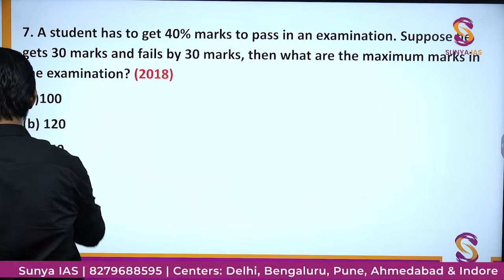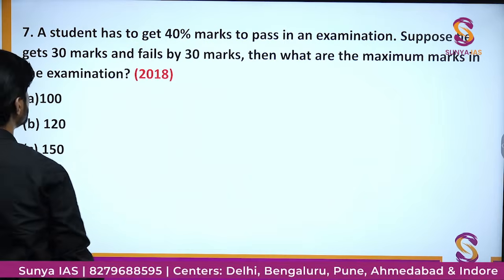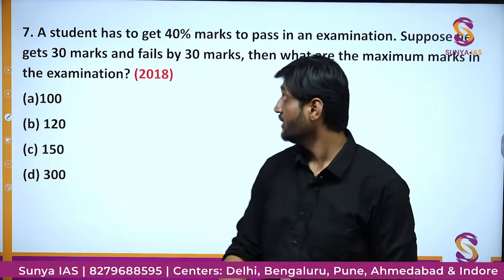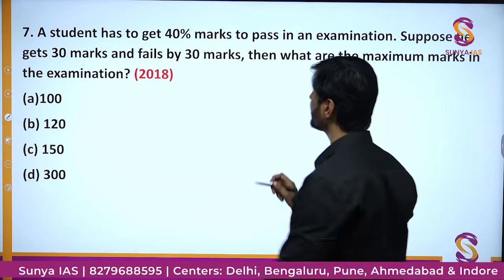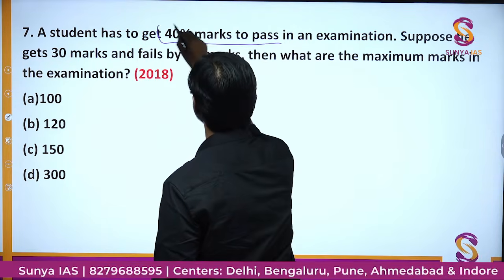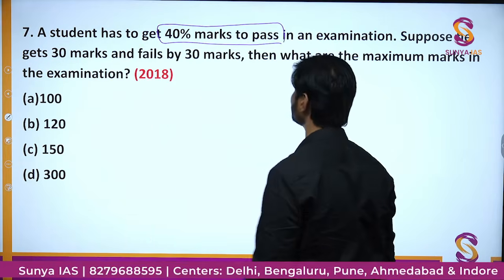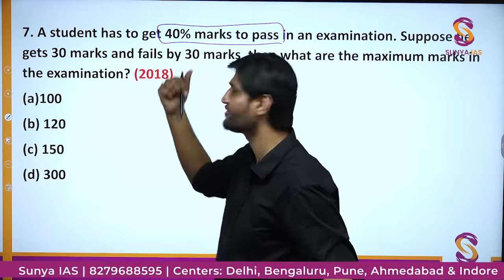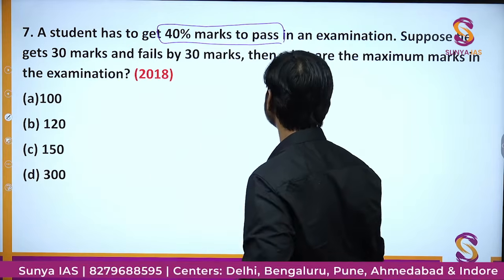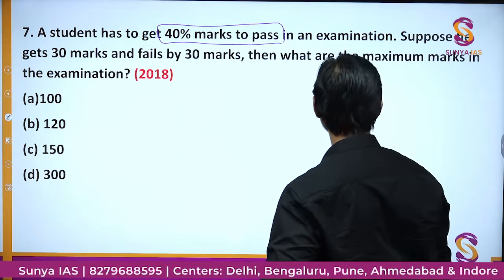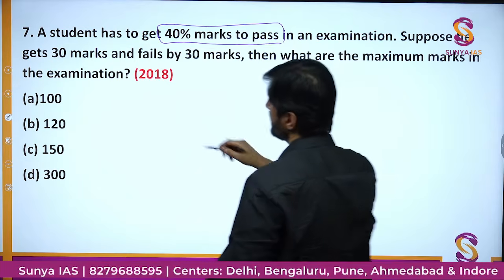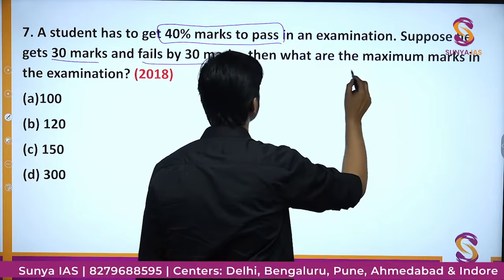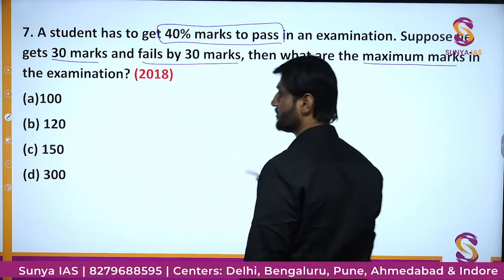Okay, so in this question, let us try to read this question and then figure out what we have to do. A student has to get 40% marks to pass. This is the thing people want to cross in CSAT also, the 33% barrier. Similarly, in this test also there is a 40% barrier. You have to score 40% marks to pass the exam. Suppose he gets 30 marks and fails by 30 marks, then what are the maximum marks in the examination?